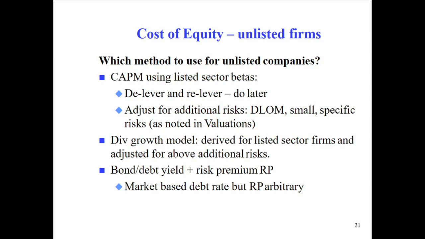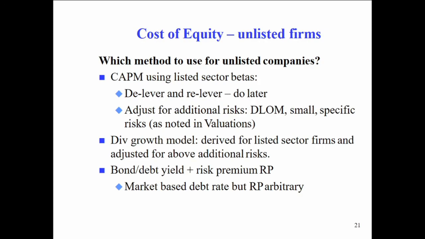One of the ways we can do this is to use a listed sector beta. If we take a listed beta and want to use this to determine the cost of equity for an unlisted company, we have to recognize that there will be differences in the capital structure of the listed company and the capital structure of the unlisted company. So we can actually delever the listed beta and then relever it to determine a beta that is more reflective of the capital structure of the unlisted company. We will have a look at delevering and relevering betas later on in the next video.